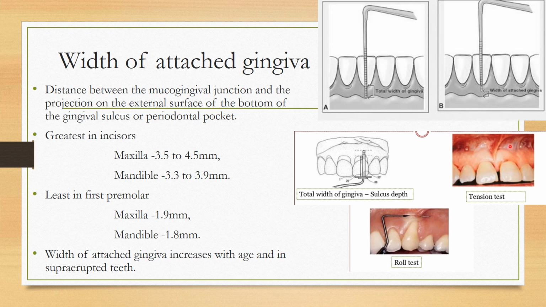You can just retract the lip outward and upward, and the alveolar mucosa will move, so it can be differentiated from the attached gingiva. Then coming to the roll test, which can also be used.